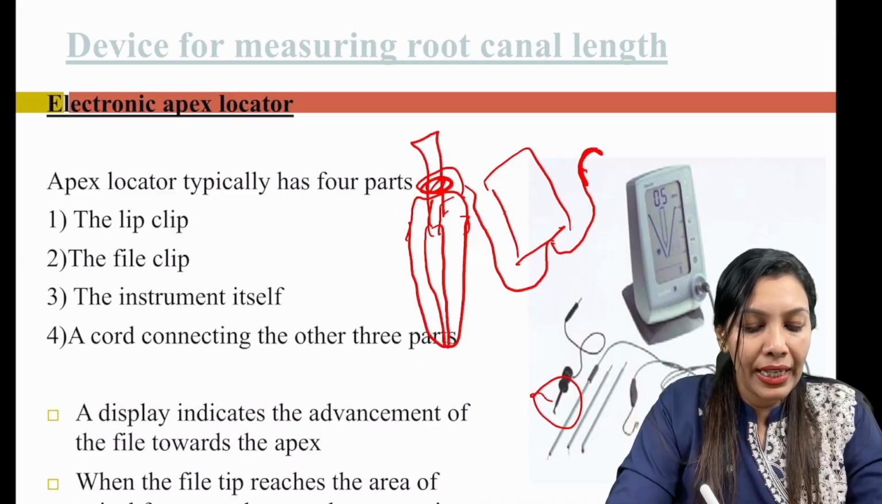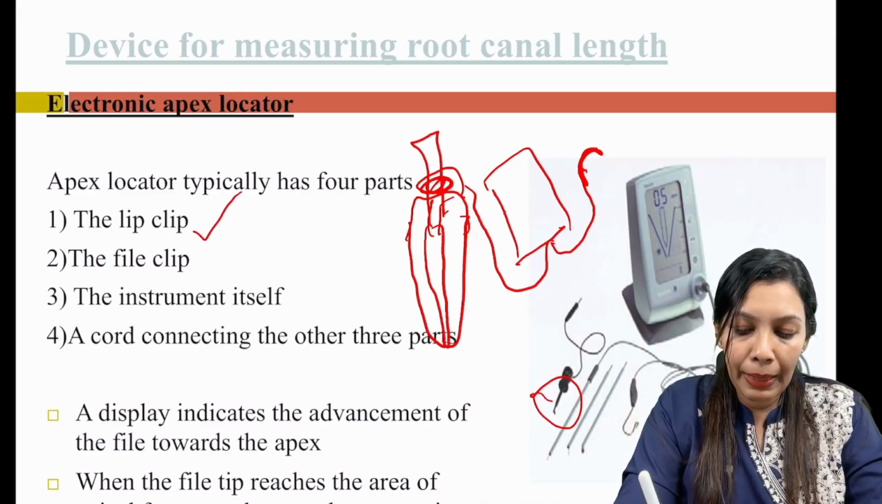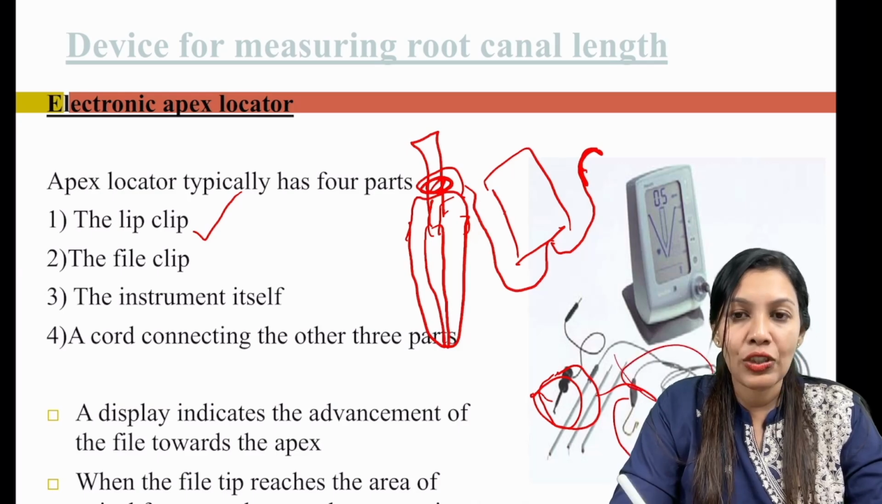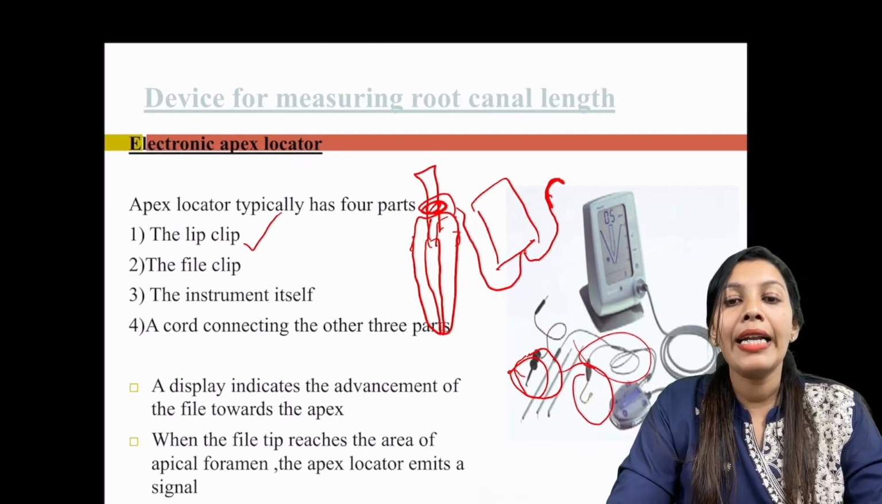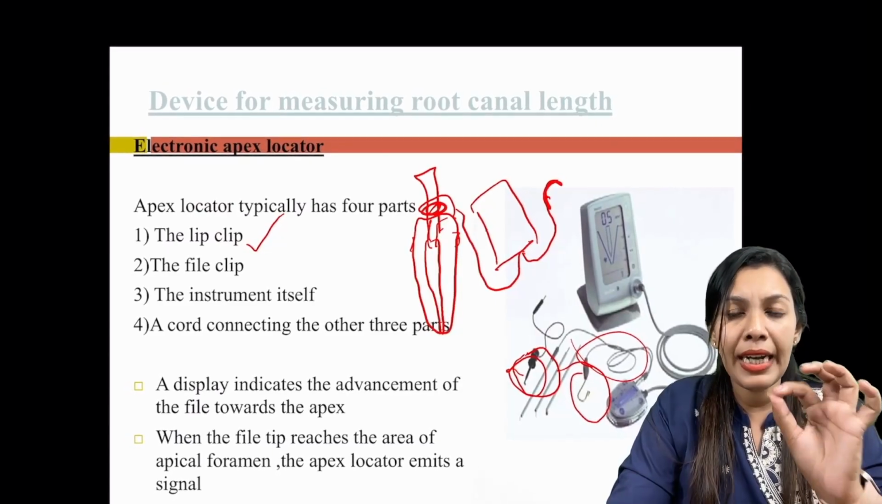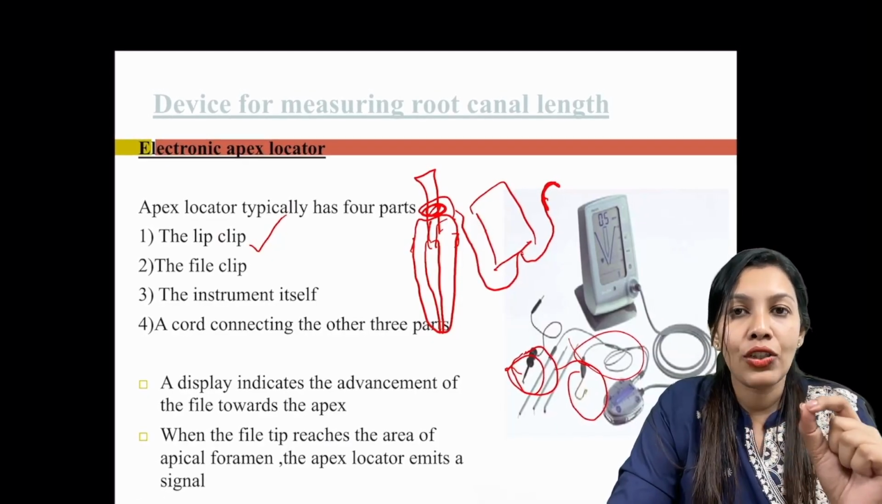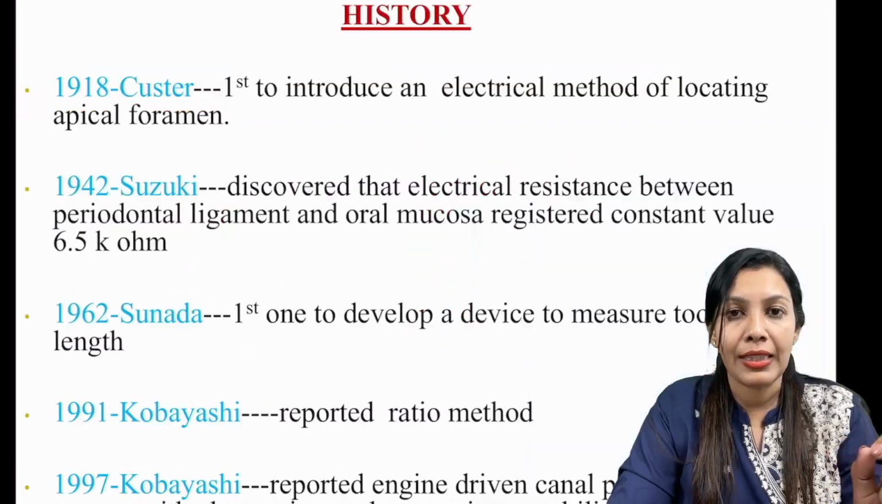So apex locator typically consists of the lip clip. This is the lip clip. This is the file holder, the instrument itself, and the cord that is connecting the parts. And it indicates, it actually shows the path through which the file reaches the apex, right?